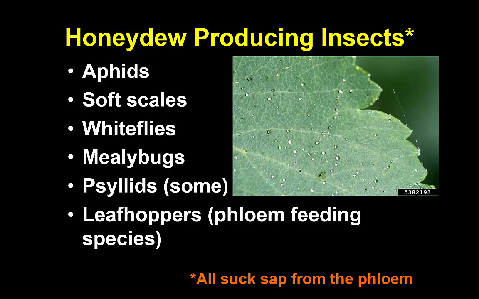And there are other insects that produce honeydew. All of them are in the order Hemiptera. All of them are ones that feed on the phloem, and that's a subset of those that are in the order Hemiptera. So if you see honeydew, it's usually produced by an aphid. Another group that's common are soft scales, and between those two, that involves almost all the honeydew producers we have in this part of the world. But there are other honeydew-producing insects: whiteflies, mealybugs, some of the psyllids, some of the leafhoppers.